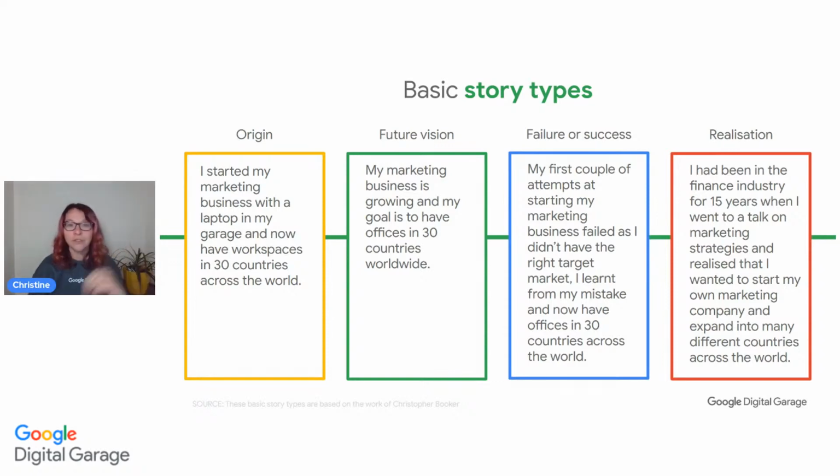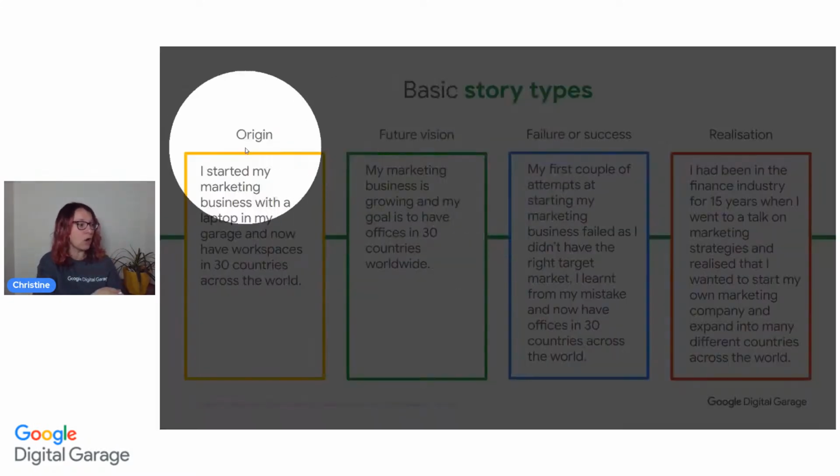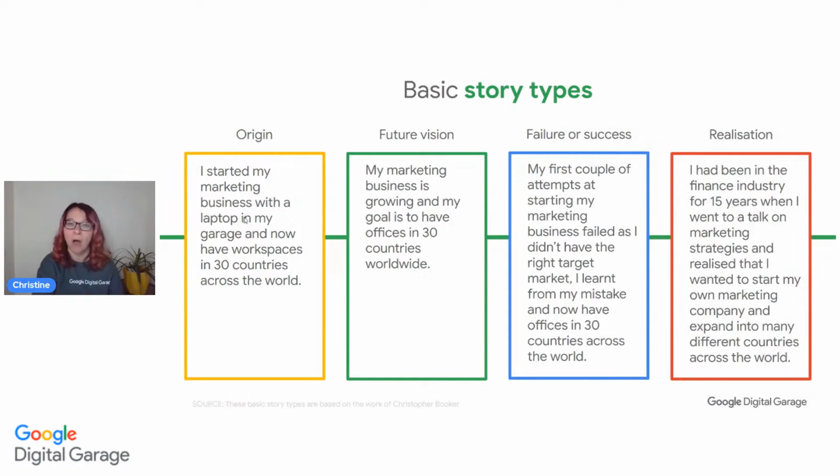The first type of story I ask you to think about is an origin story. An origin story is probably the most straightforward kind of story, actually. It starts at the beginning and works its way through to now, in a quite straight, linear fashion. So, for example: "I started my marketing business with a laptop in my garage. That was the start. Working my way through that, now I have workspaces in 30 countries across the world." Start at the beginning, work your way through. Very simple type of story.